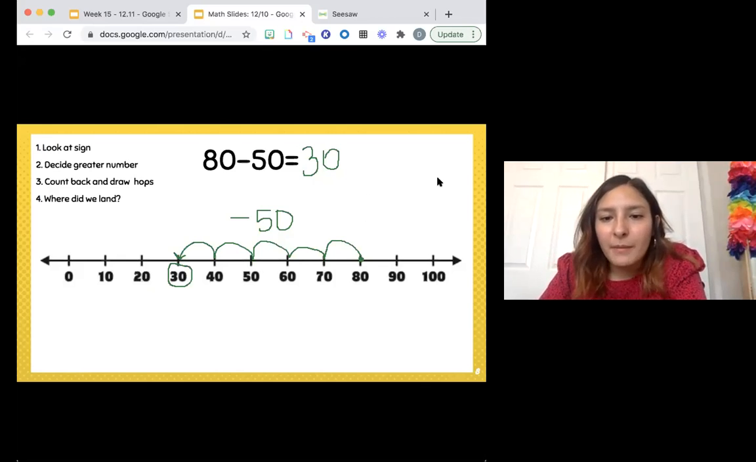Remember that we want to be following the steps. First, we look at the sign. Second, we decide the greater number. Third, we count back and draw our hops. And fourth, we figure out where did we land.